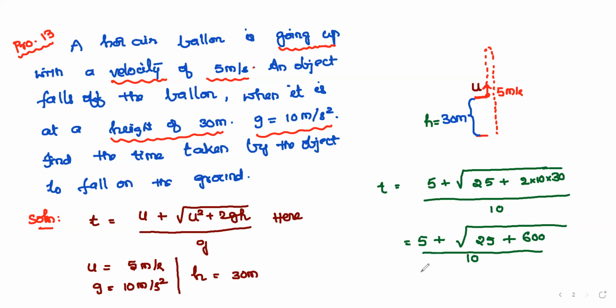I think you are right, your answer of 3 seconds is correct. Exactly. 5 plus root of 625. Root of 625 is 25. So 5 plus 25 upon 10. 25 plus 5 is 30. 30 by 10 is 3. That equals 3 seconds.